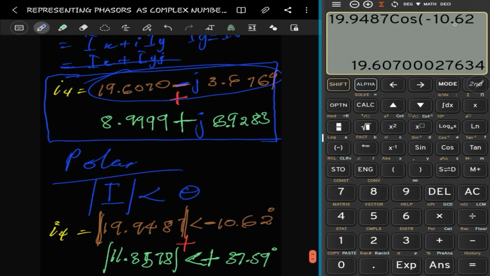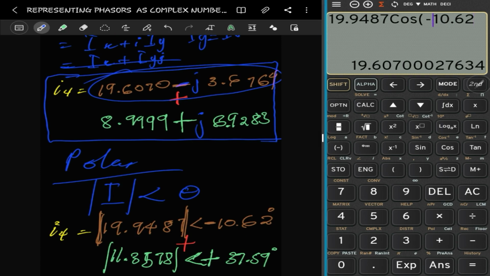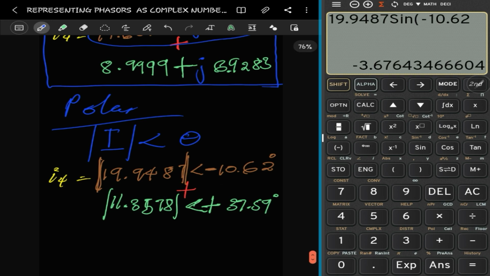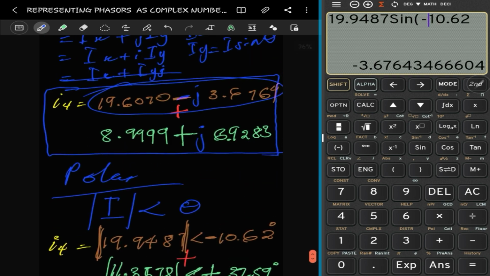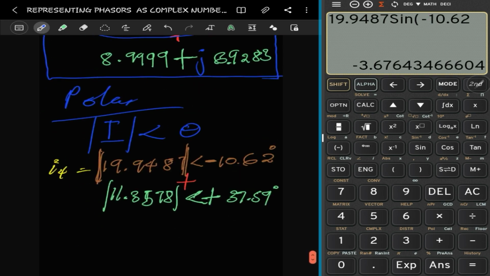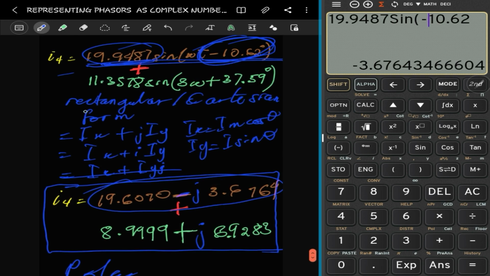If you want the y component, right? If you want the y component, we clearly know that that's a sine. This is a minus here, right? So you see it gives us the y component, which is minus 3.6764. Yeah, so that's it. This is how we represent the phasors in the rectangular Cartesian form, which is this right here, right? And in the polar form.